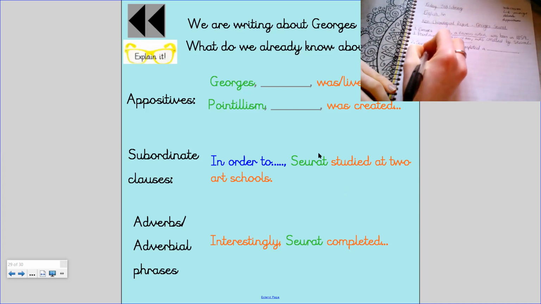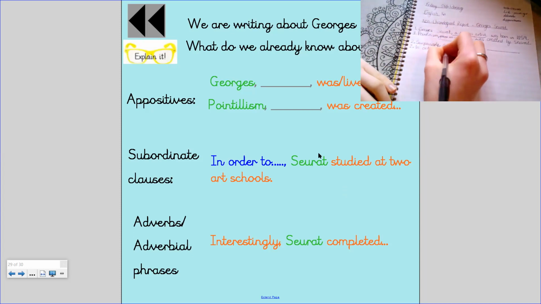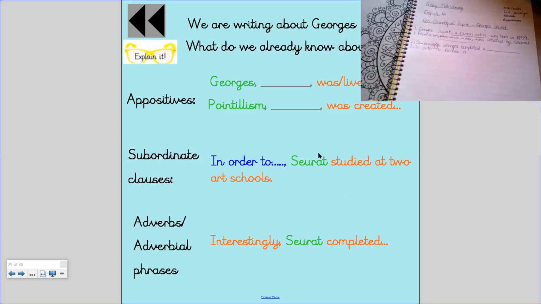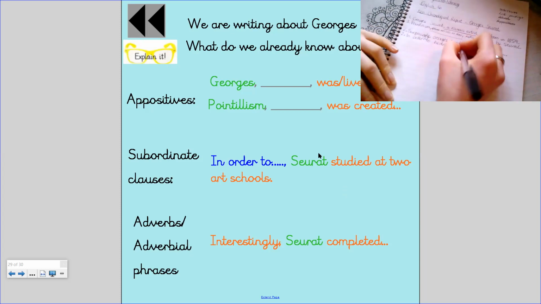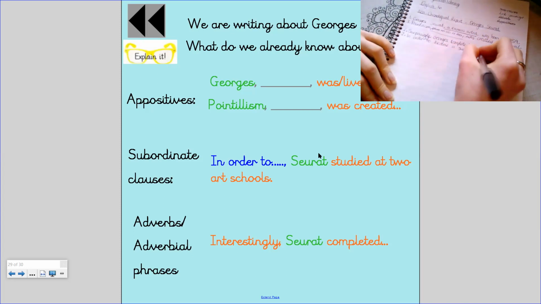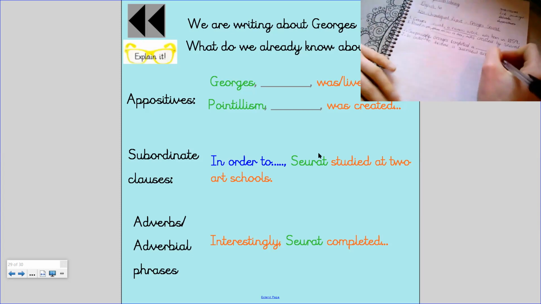So in order to become a fantastic artist, well-known artist, famous artist, good artist, good isn't really good enough though because he's famous, great artist, in order to become a successful, let's go with successful, you can go with whatever you'd like, in order to become a successful artist, comma, Seurat studied blah, 2 schools, 2 art schools.